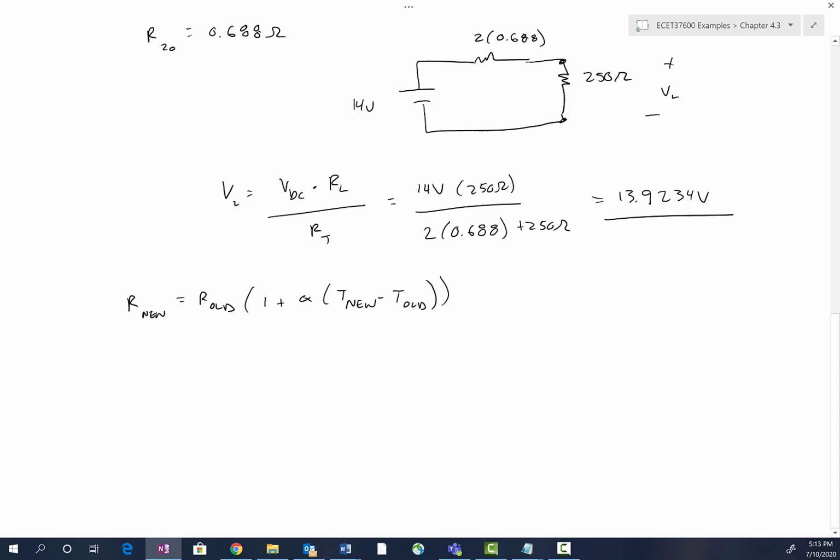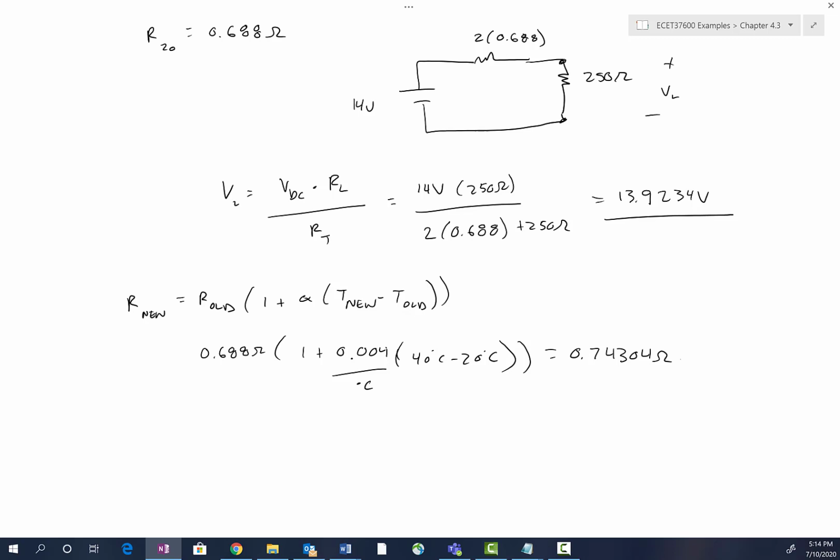So our old values were the values measured in part A for 20 degrees Celsius. So we get 0.688 for the resistance. That was the original one. It's 1 plus alpha, which was 0.004 per degree C. And then the temperature difference is going to be our new temperature, 40 degrees, minus our old temperature, which is the temperature that we calculated previously, 20 degrees Celsius. You can see there that in this formula, the C's cancel out. And so you end up with an increase in resistance from 0.688 up to 0.74304 ohms.